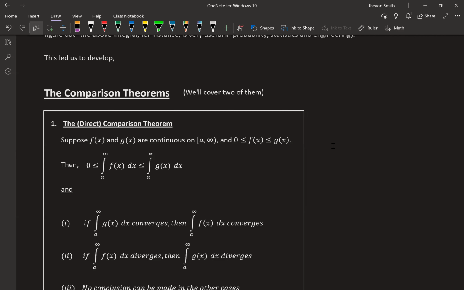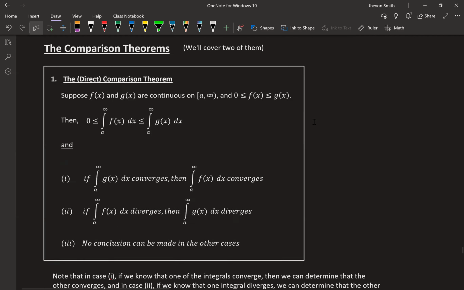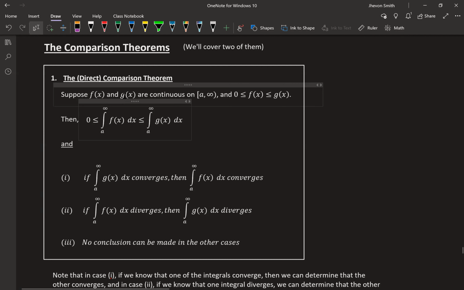So here is how the comparison theorem works. It's based on inequalities, right? So suppose we have two functions, f and g, that are continuous on some interval, say a to infinity. And I know that f of x is always less than or equal to g of x on that interval. And they're both positive, so they don't cross the x-axis at any point. They're always greater than or equal to 0.